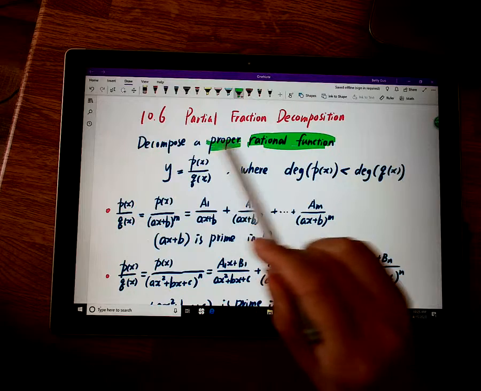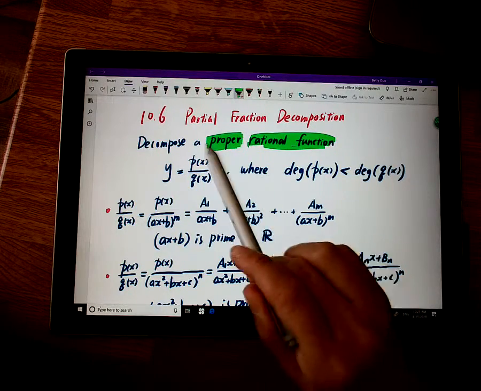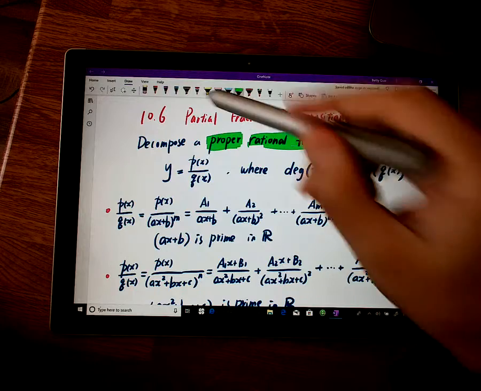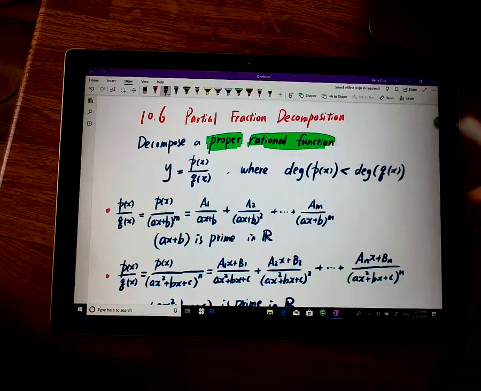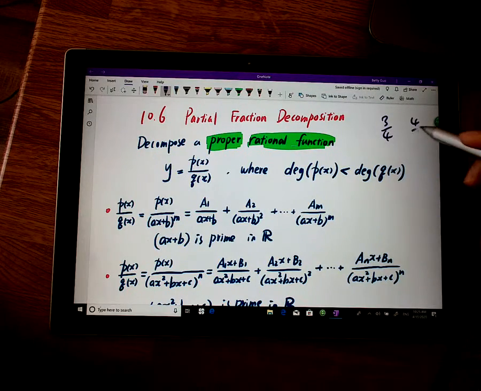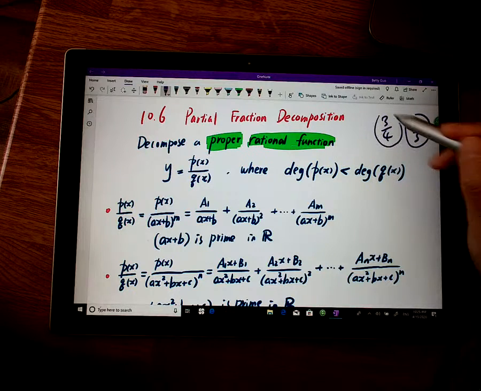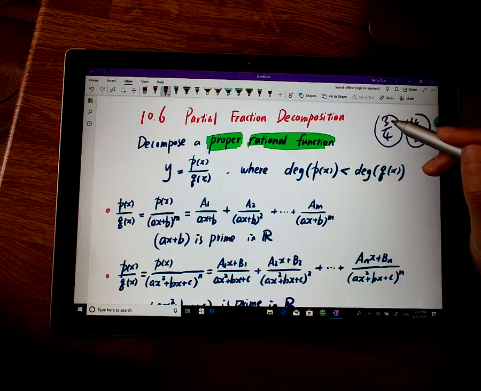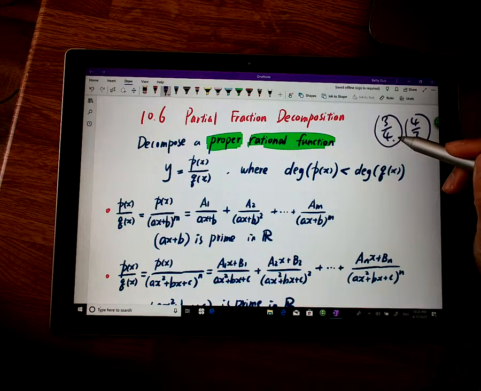Then what is a proper rational function? Let's recall what a proper fraction is. For example, 3 over 4 and 4 over 3. 4 over 3 is improper because the numerator is bigger than the denominator. 3 over 4 is proper because the numerator is smaller than the denominator.